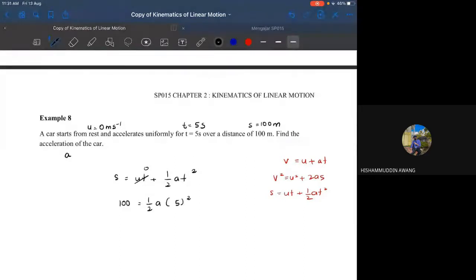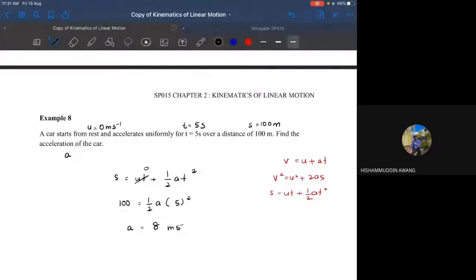Okay. So A kita should be, kita guna calculator. Sekejap, 100 darab 2 bahagi 5 square. So our acceleration is 8 ms negative 2.